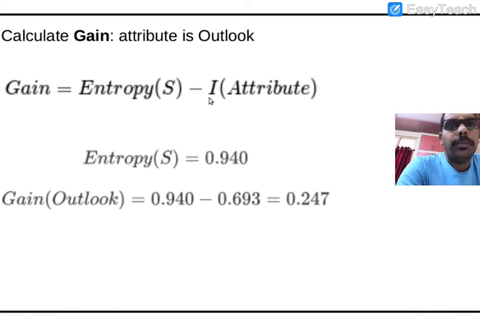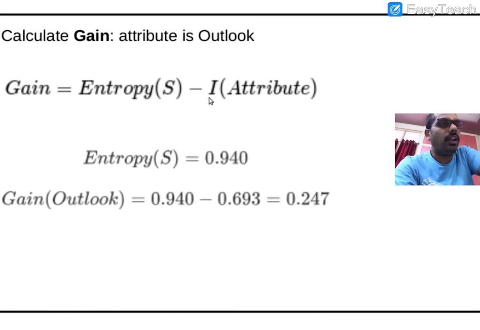So now we are going to compute the gain. In order to compute the gain, it is the total entropy minus the information of a particular attribute. So we have 0.940 and 0.693, which we just calculated for outlook. So we got 0.247 as the gain for the outlook attribute.